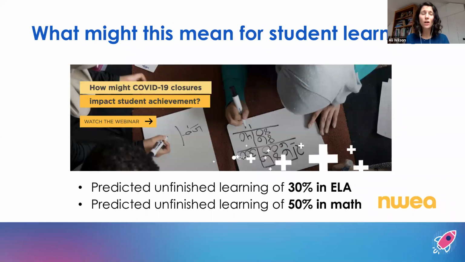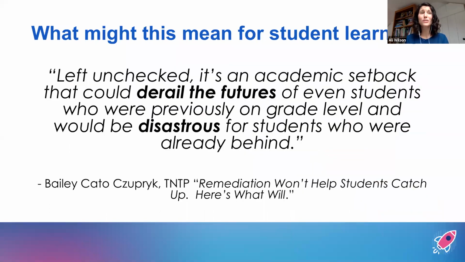The impacts of these challenges are widespread. If you tuned in for other webinars, you've likely seen this data, so I'm just going to review it quickly. NWEA, which are the creators of the MAP, shared this in regards to unfinished learning. We saw that recent COVID slide estimates are predicting that students may return to school next year with a learning loss of at least 30% in ELA and 50% in math compared to a typical school year. Well, what does this mean for student learning? It means it could derail the futures of students who were previously on grade level and would be disastrous for students who were left behind.